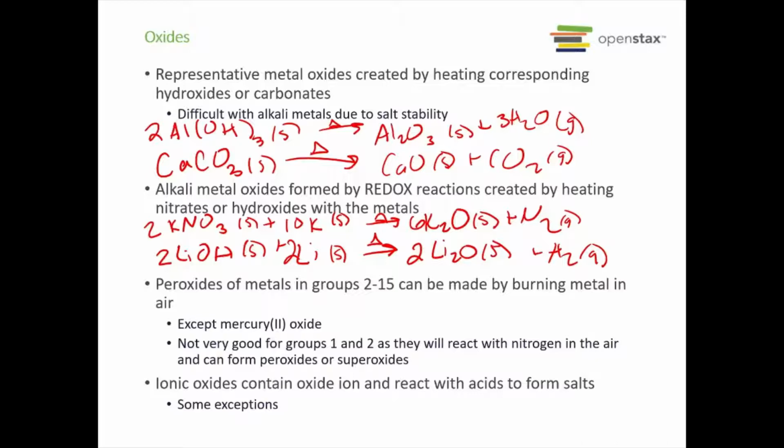Peroxides of our metals that are in groups 2 through 15 we can make by burning that metal in air. Mercury 2 oxide is an exception. This is hard to do though for groups 1 and 2 because they can also react with nitrogen in the air. Sorry, this should be, they can form mixtures of oxides plus ionic nitrides.